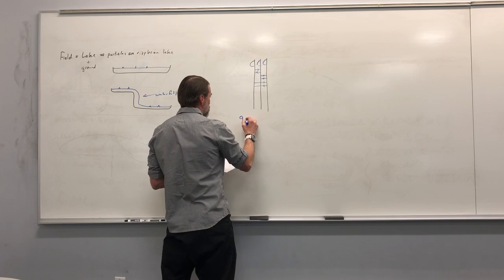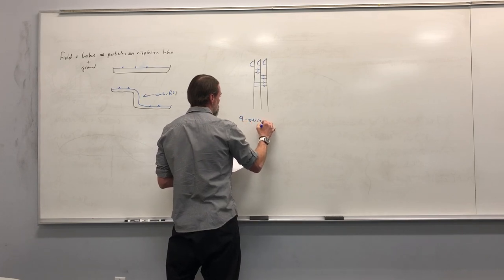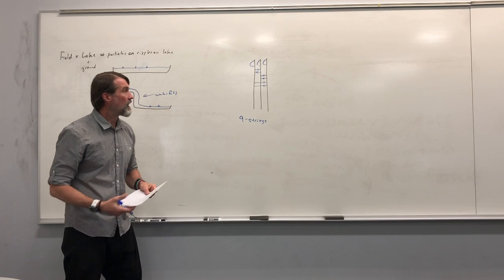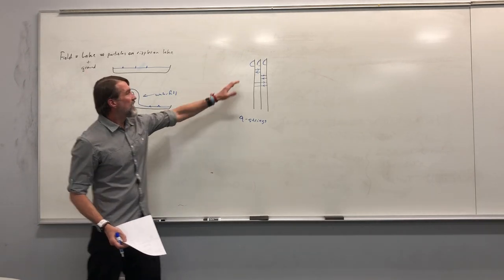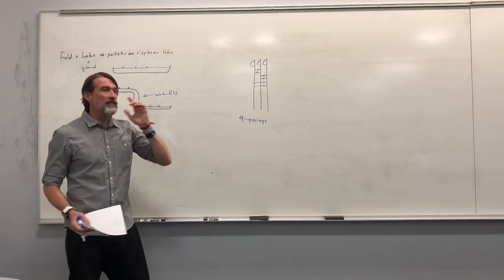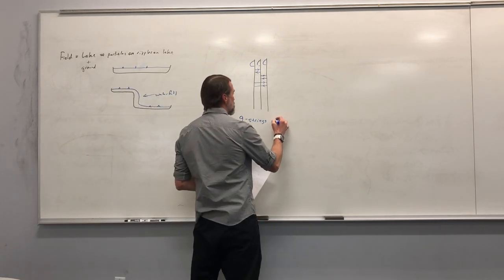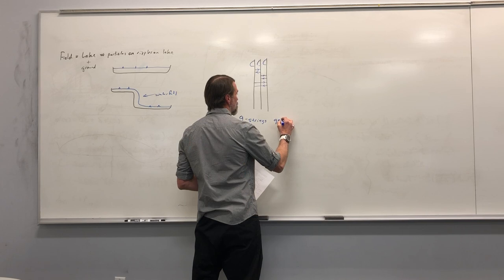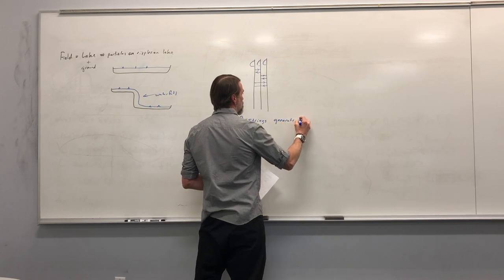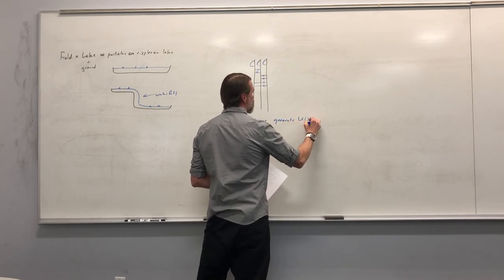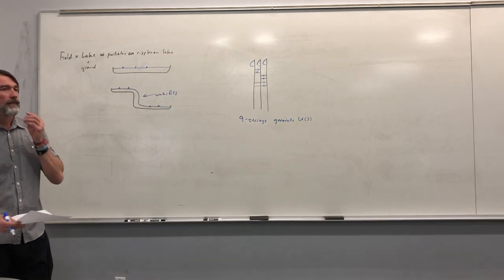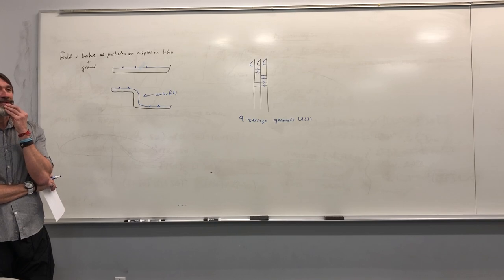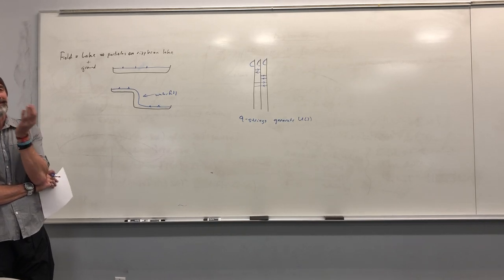So, there are 9 of these. I'll just call these strings. Okay? If there's 9 of them and they're indiscernible from each other, you can imagine that these generate something like U3. You guys know what I'm talking about now, right? What am I talking about?